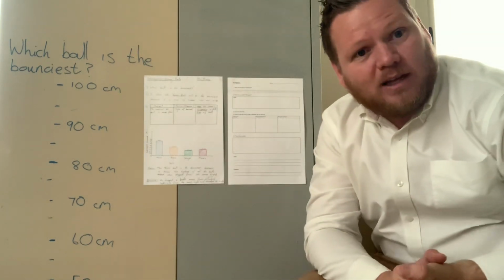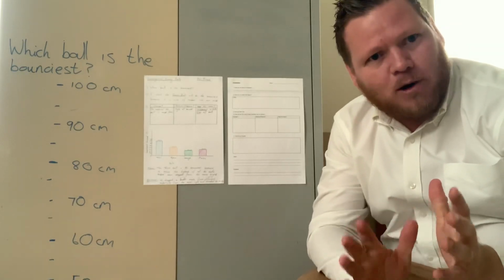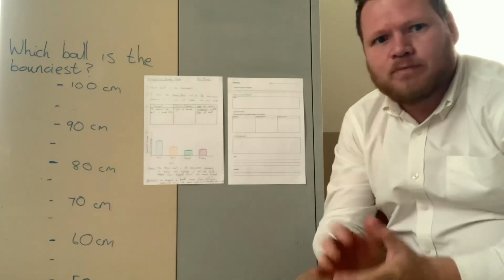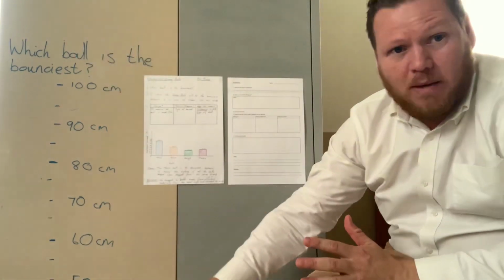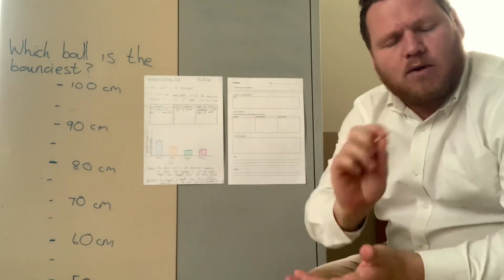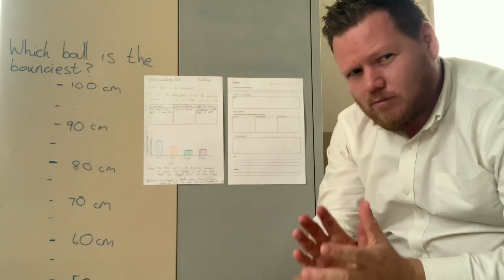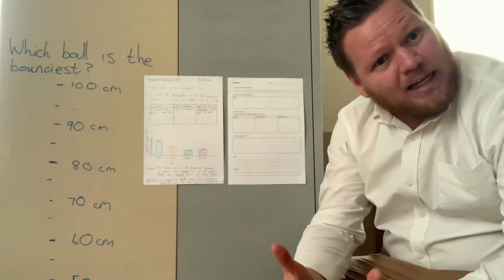All right, well done for doing part 1 of our mini investigation. Now in part 2, I want to show you how I recorded my results. I did my investigation, I dropped the ball, I made sure that all my measurements were accurate. Then I wrote down my measurements to make sure that I've got my data. Then I wanted to present my work.